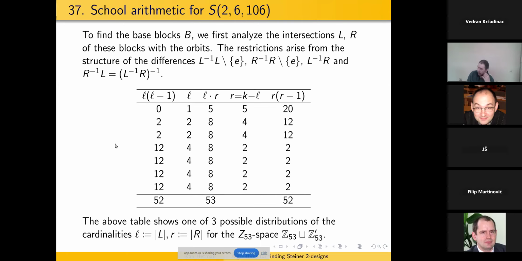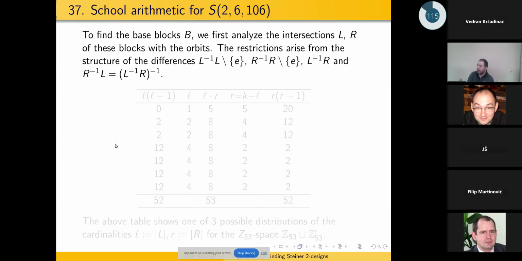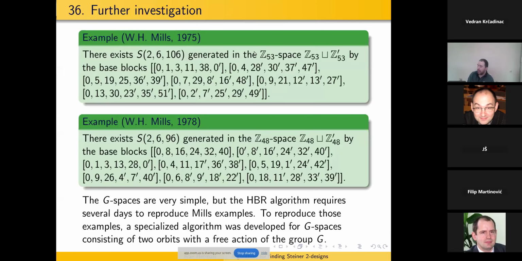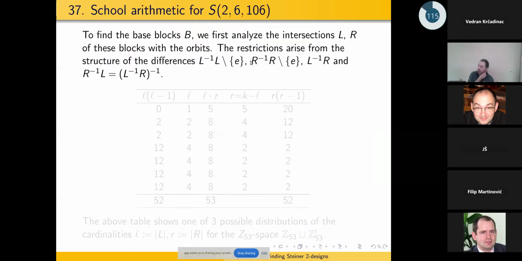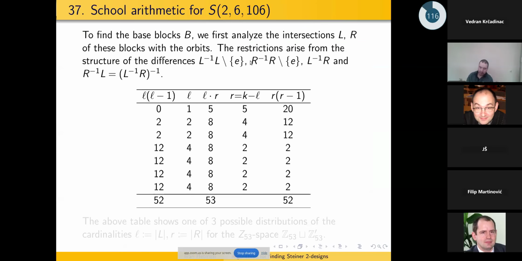And also, an additional note that all base blocks in this G space should be full. I mean, with trivial stabilizer. It is impossible to have a base block of cardinality K which has a non-trivial stabilizer. So we will be building our difference family from base blocks.